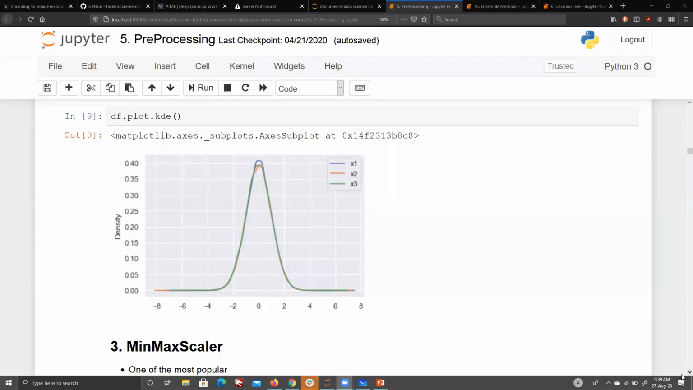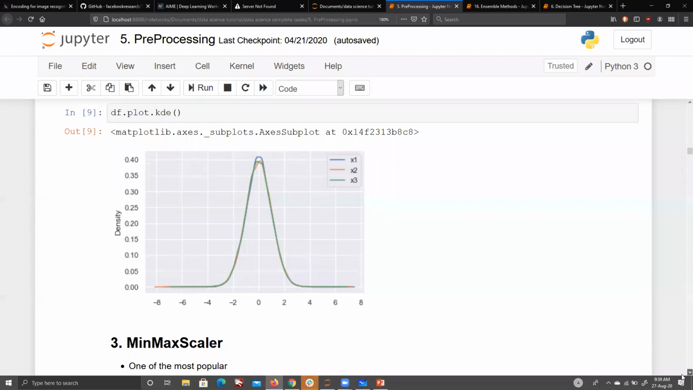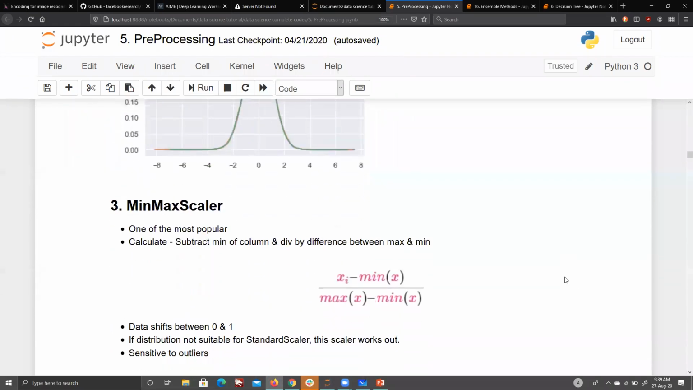Okay, so the other simple scaler is called min-max scaler. It's the most popular scaler. Very simple operation if you think about it. So xi minus min of x, whatever the minimum value of your data is, you subtract it. And the range is nothing but max minus min. Usually if the data is not suitable for standard scaler, this works out very well. The data will be from 0 to 1.